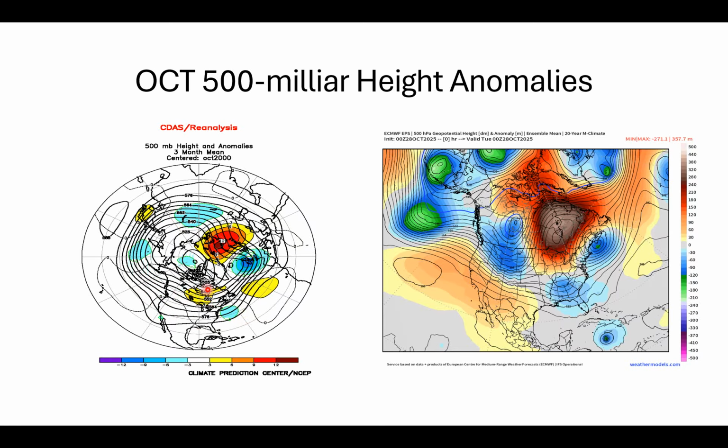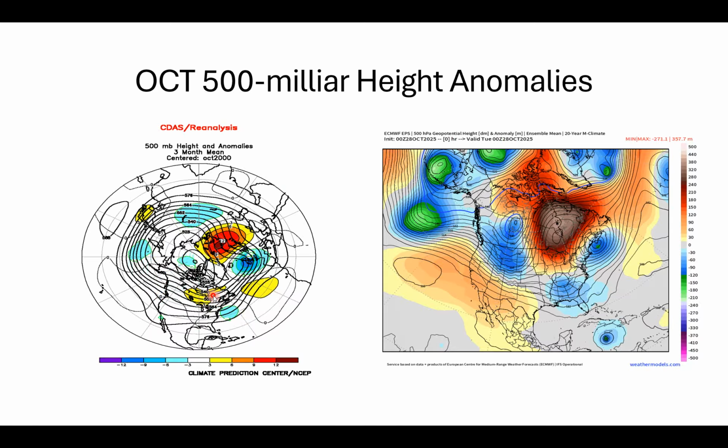I like the similarities in the 500 millibar height anomalies, October 2000 here on the left, and then October 2025 on the right, where we're seeing some of the placements of the upper level troughs and where the ridging occurred. Now, will the strengths match up exactly? Absolutely not. But I'm just looking at the color schemes here on the left from October 2000 versus October 2025. I'm just looking at where the ridges were, where the troughs were.